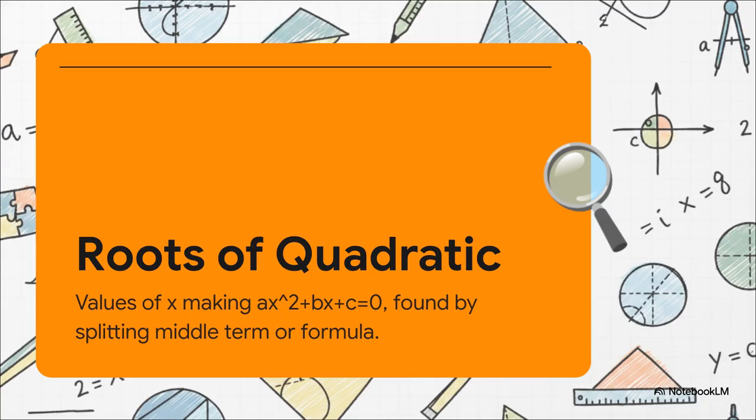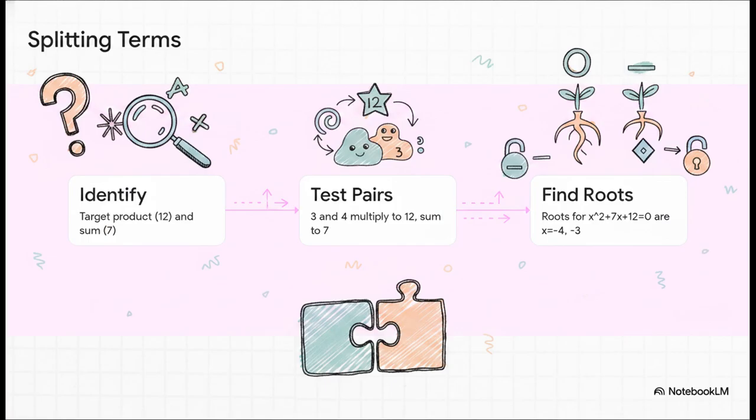Now, when you're sitting in an exam, you generally have two solid pathways to extract this DNA. You can either use the intuitive method of splitting the middle term, or, if the numbers are being stubborn, you can break out the heavy artillery, the classic Sridharacharya formula, also known as the quadratic formula. This is such a brilliant way to crack an exam problem fast.